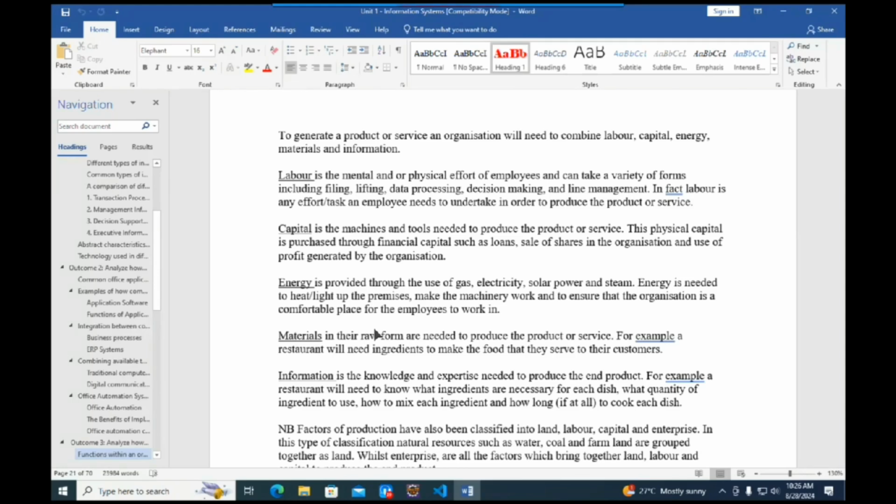Number three, we have energy. Now, energy is provided through the use of gas. So we can use gas.